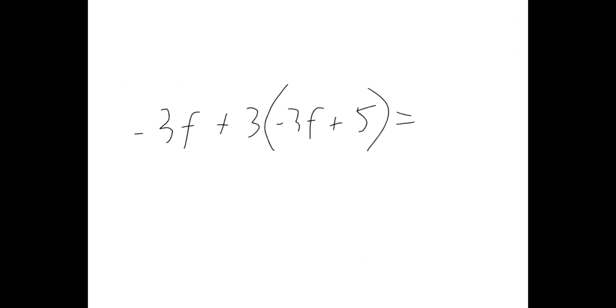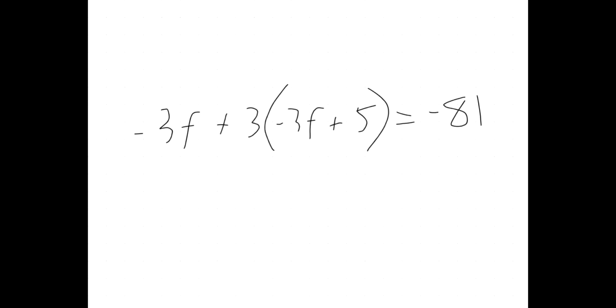Okay, so problem 5, we have a negative 3f plus 3 times the parentheses, distributive property here, in the parentheses a negative 3f plus 5 equals negative 81. Okay, we talked about in class how sometimes you want to do the distributive property and other times you don't.